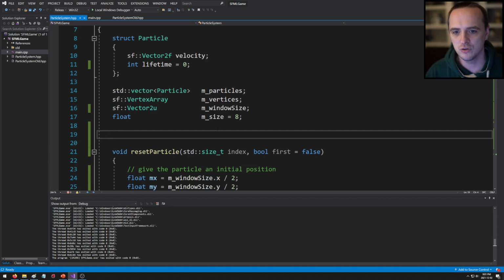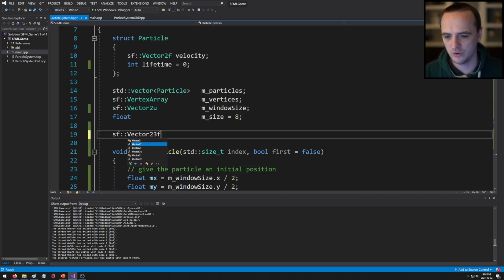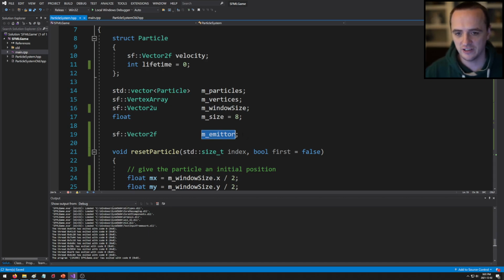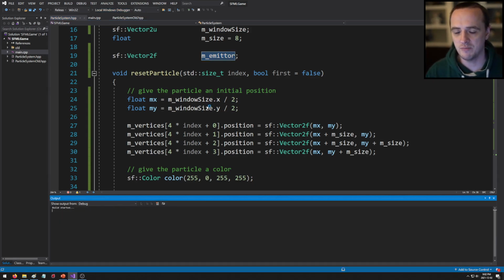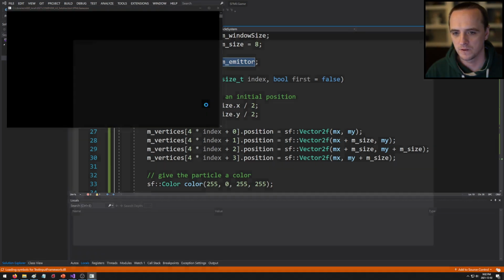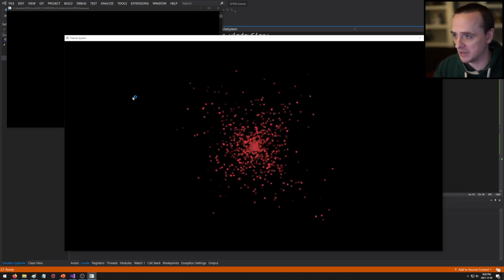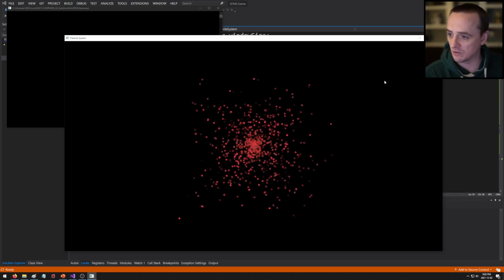So what you may do in here, for example, is you could have an sf::Vector2f, and this would be emitter. I guess that's how you say emitter. And so for this emitter position, instead of using window size.x divided by 2, window size.y divided by 2, you would say that the initial position is the emitter instead of this, right? And then if you have an emitter over here, like maybe I click the mouse here and now the emitter is over here. I click the mouse here, maybe the emitter is over here.